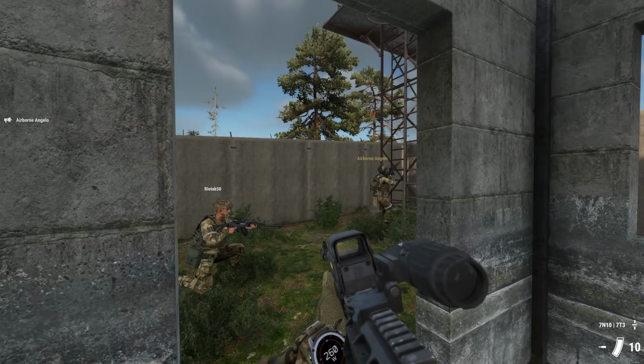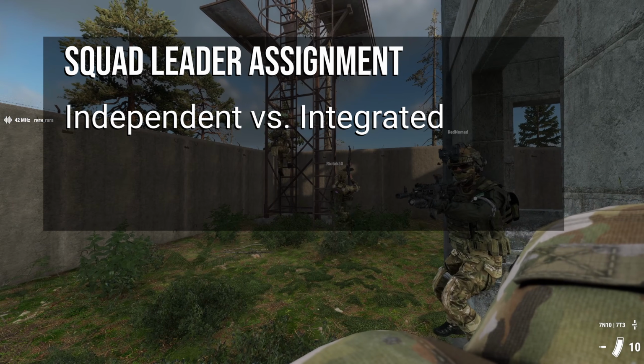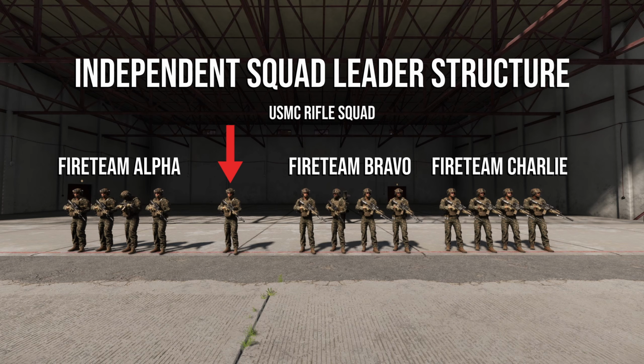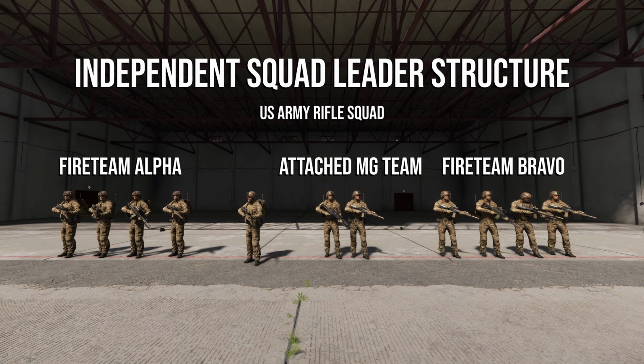The third metric of squad organization is where the squad leader is assigned. He may be independent or integrated into a fire team. Having an independent squad leader is the method used by the US military, where each fire team has a dedicated fire team leader, and the squad leader is a dedicated squad leader who floats between the 2 teams. This enables him to move back and forth as needed, and also means that he can better focus on the big picture and control any attached elements.